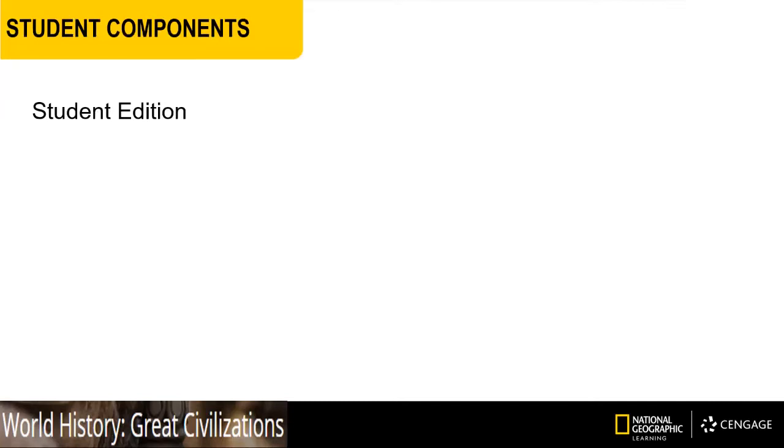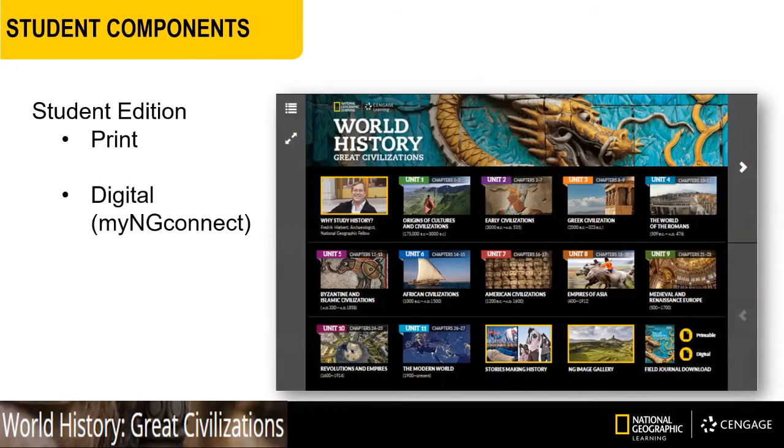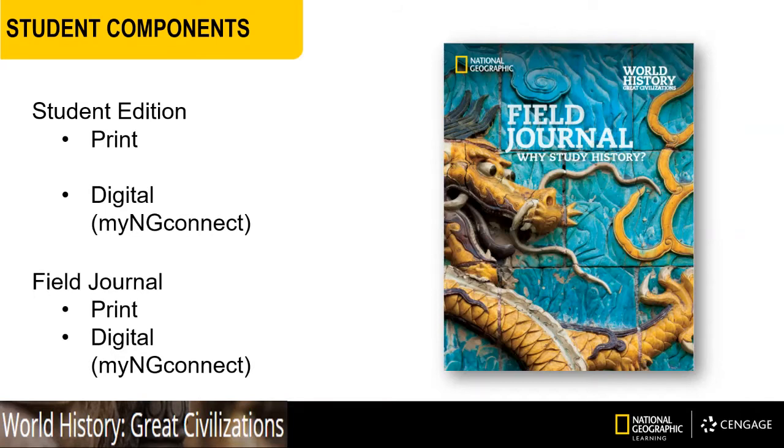Your student components consist of a print student edition available in both English and Spanish, digital resources, including a student edition located on our digital learning solution, MyNG Connect, and students also have both a print and digital version of their field journal. Honing critical thinking skills is so important in a history program. You need flexible and accessible content. The field journal is designed to do just that in a consumable workbook. Your students can work in these journals alongside their books or complete their work in the digital version of the workbook as well.